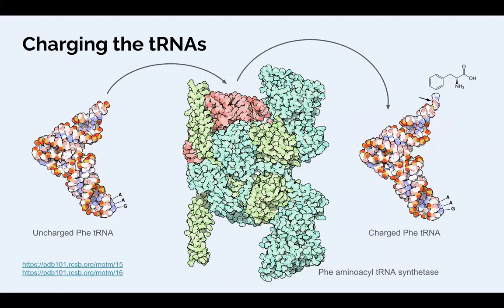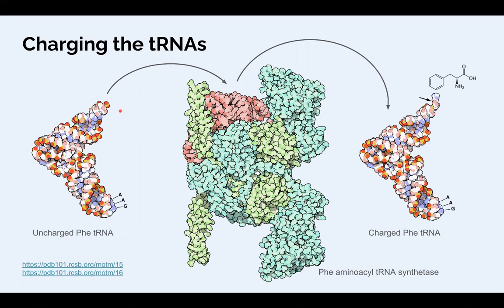So part of the process of making those tRNAs useful is to load them up with an amino acid. Amino acids are not part of the RNA structure of a tRNA, and they get added by a molecule known as an aminoacyl tRNA synthetase. It's a bit of a mouthful. And this is an example here, one for phenylalanine.